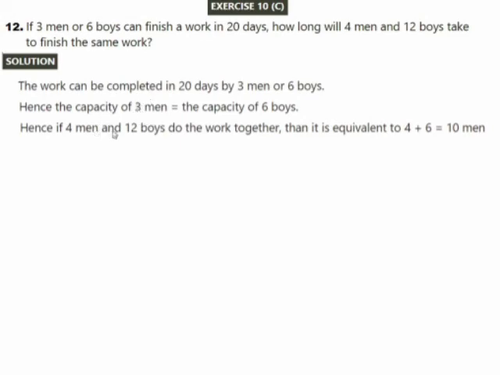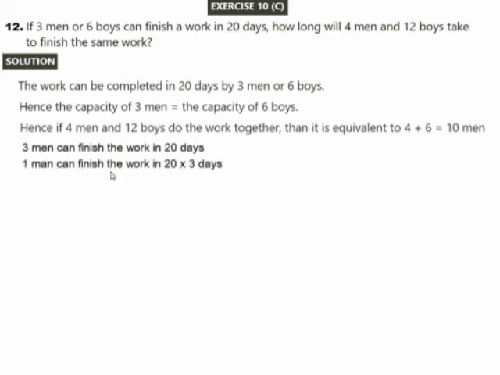So 4 men and 12 boys working together means what? 4 men are already there and 12 boys are equivalent to 6 men. So it's like 4 plus 6, 10 men working together. Right. It is given that 3 men can finish the work in 20 days. So that means 1 man can finish the work in more days, isn't it? So it has to be multiplied. So 20 into 3 days.